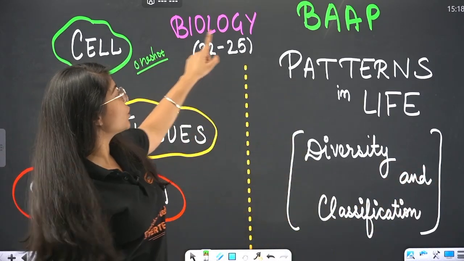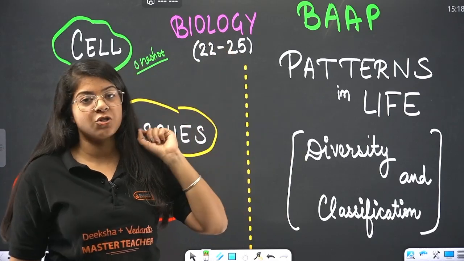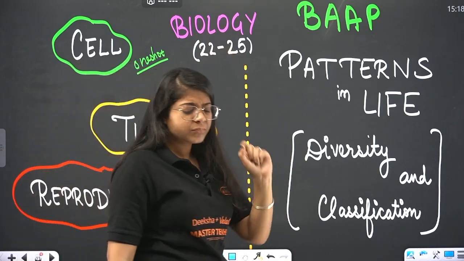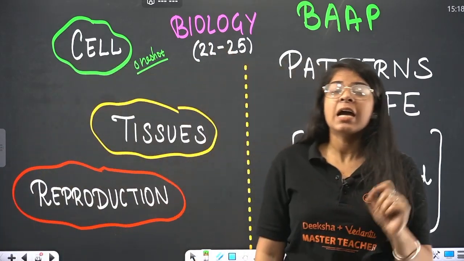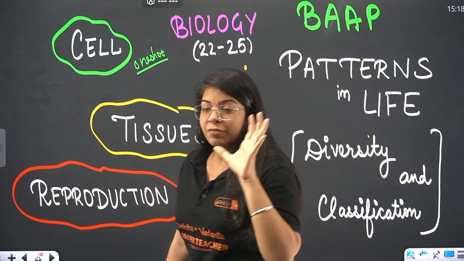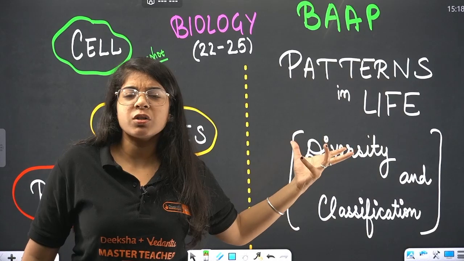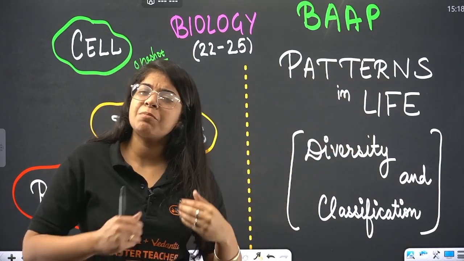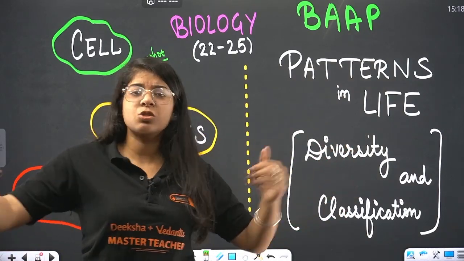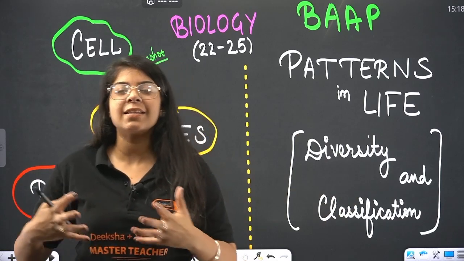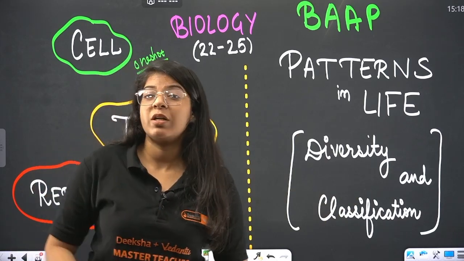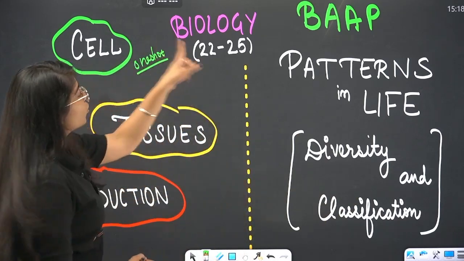Now this 22 to 25 is the marks allotted to biology. So in class 9th, 22 to 25 marks will be specified for the biology chapters. Ma'am, how do you know this? This is not a board class, but CBSE still gives the weightage to all the schools, right? So the schools make the paper according to this weightage. So biology will be 22 to 25 marks.